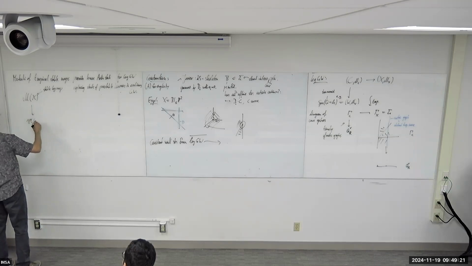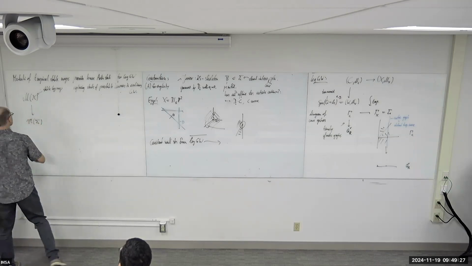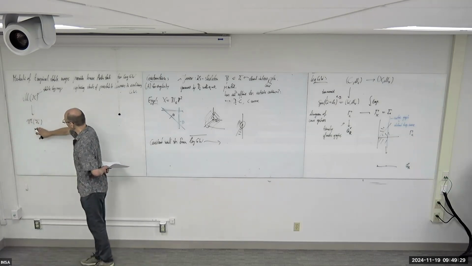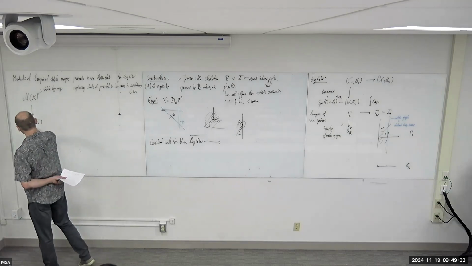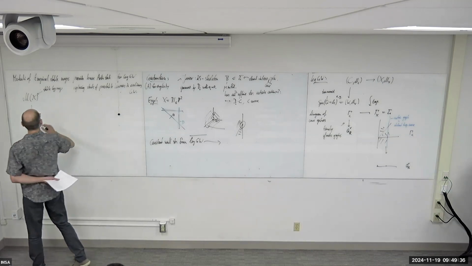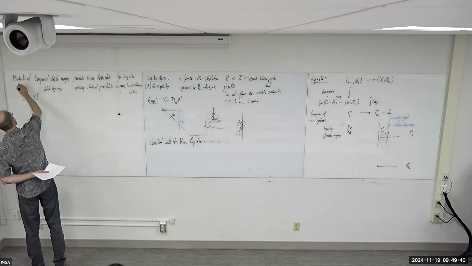That goes to some moduli space of tropical curves. So maybe I should write M of sigma, okay? It really has nothing to do with X, it only has something to do with sigma. There's a way to turn this into an Artin stack. So this is the moduli of tropical curves.